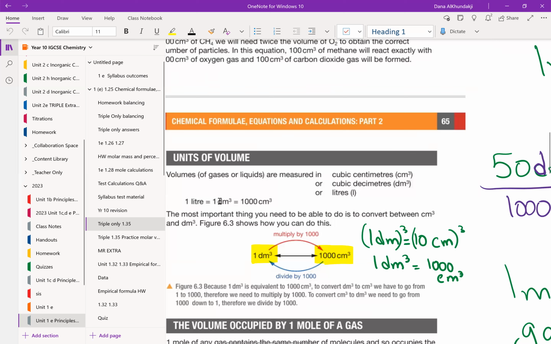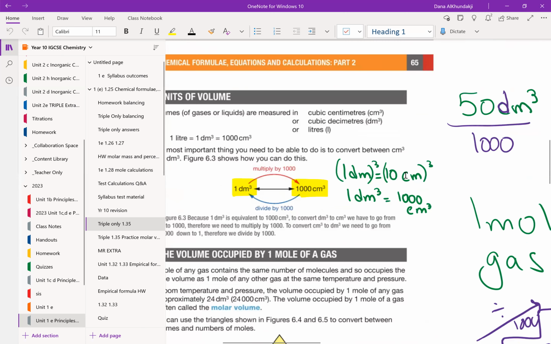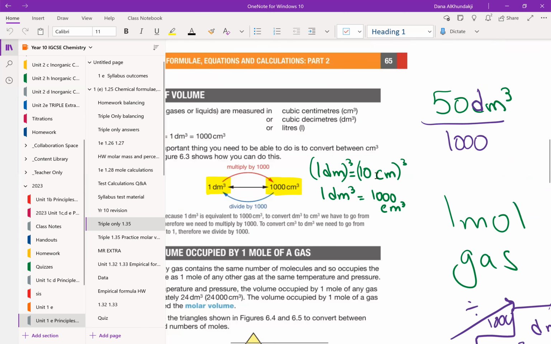So 1 liter is 1 decimeter cubed, which is 1,000 centimeters cubed. And 1 cubic centimeter is equivalent to a milliliter. Now, to convert between a decimeter and a centimeter, 1 decimeter is equivalent to 10 centimeters. However, if you cube the decimeter, you are going to also cube the centimeter. So 1 decimeter cubed contains 1,000 cubic centimeters. Therefore, to go from decimeter cubed to cubic centimeter, you multiply by 1,000. But if you're given the volume in cubic centimeters, you divide by 1,000.